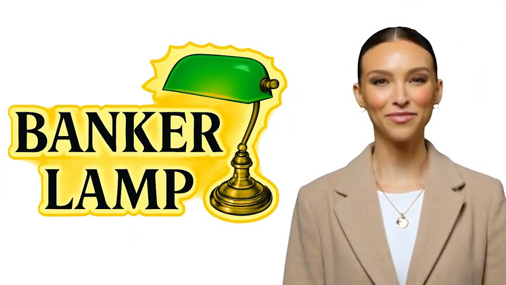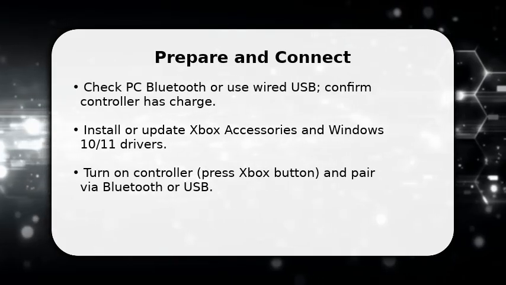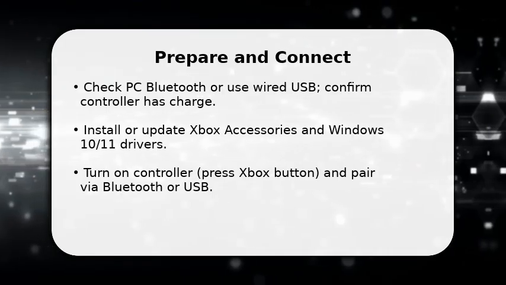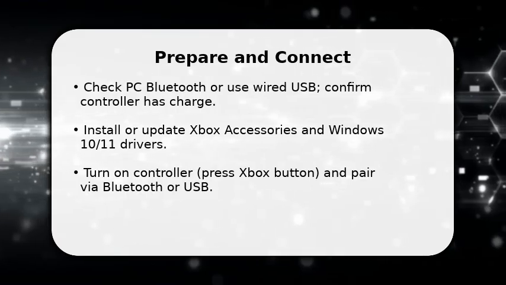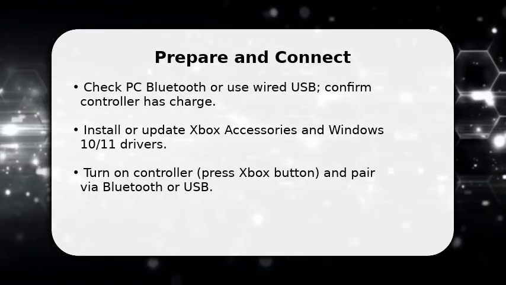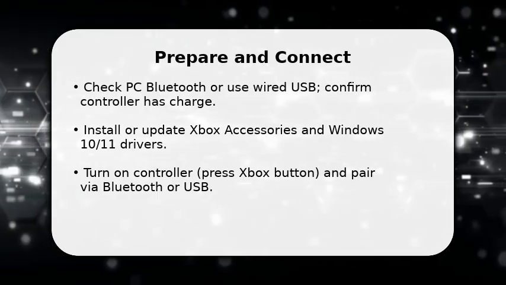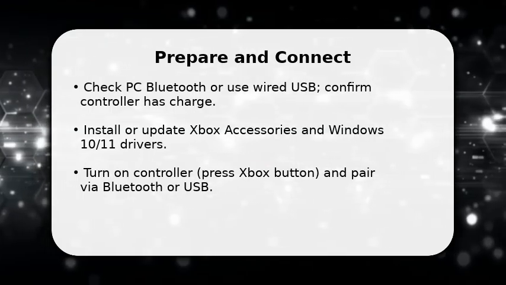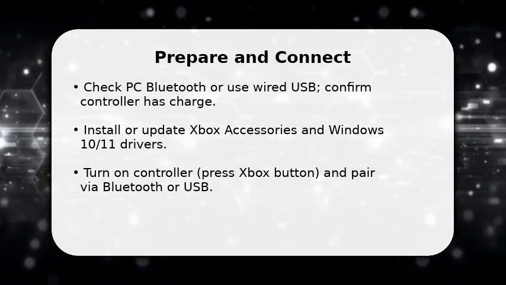Please enjoy the video. You start by getting the basics working. Make sure your PC has Bluetooth or a spare USB port and that your Xbox controller is charged. Once done, plug the controller in or press the Xbox button and enter pairing mode, then use Windows Settings Bluetooth to add the device. You do this now because a stable connection prevents input lag and dropouts later. After the controller appears, test the Xbox button and thumbsticks in Game Controllers settings to confirm communication before opening Roblox.